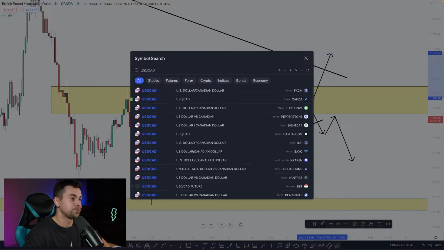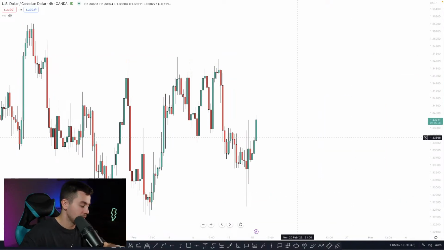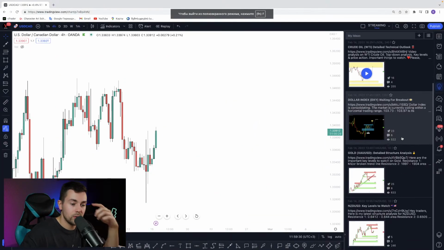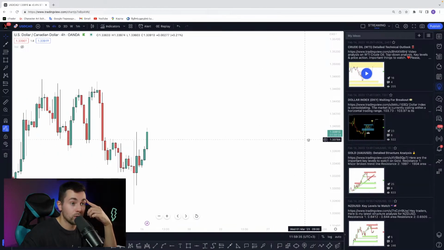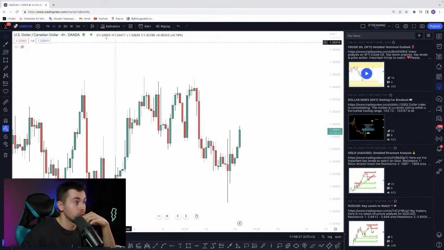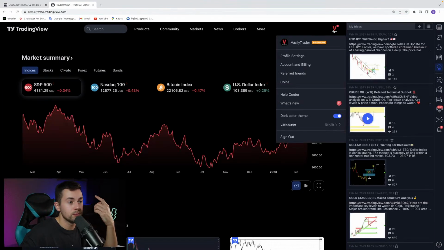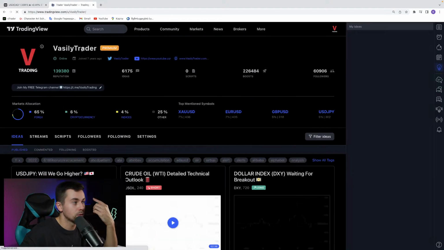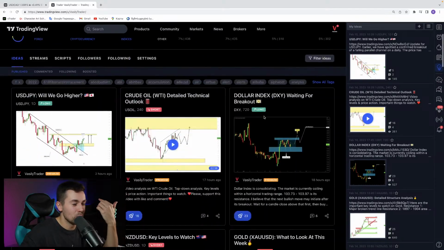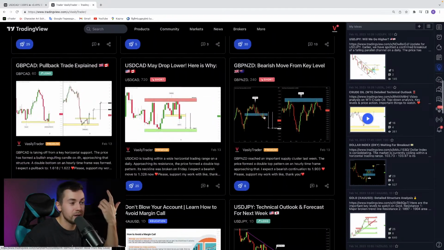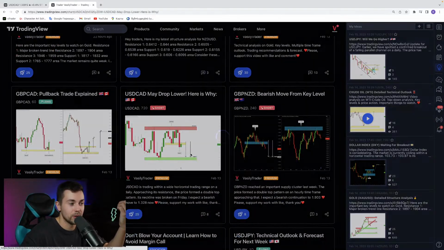So, dollar CAD. Those who follow me on TradingView know that recently I made a very bearish forecast for dollar CAD. By the way, those who are wondering what is my TradingView, here it is. It is called Vasily Trader. I have quite a decent following on TradingView, and I share a lot of forecasts and analysis right here.